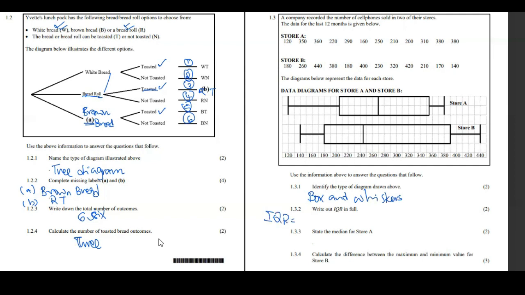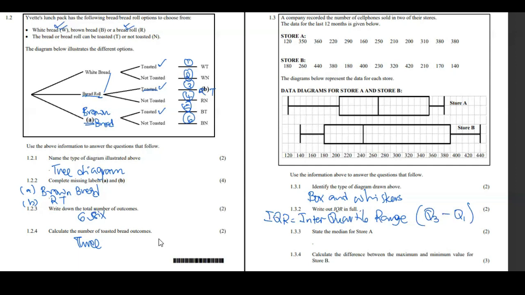IQR: the I represents interquartile, then the R represents range, of which how do we get it? We shall always get it from Q3 minus Q1. If you want, you call it upper quartile minus lower quartile.